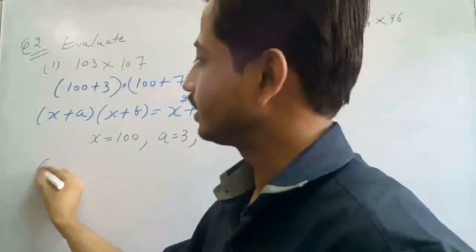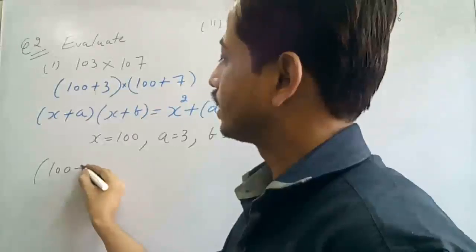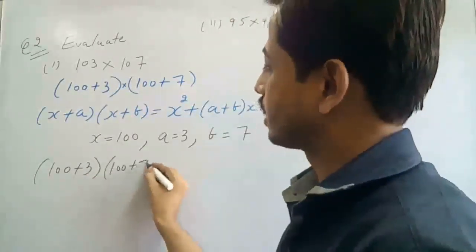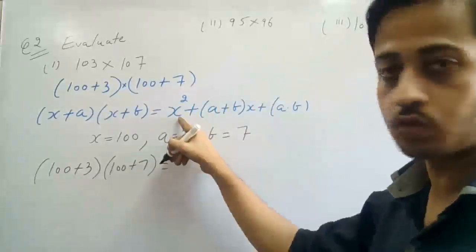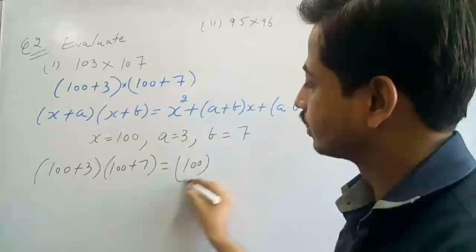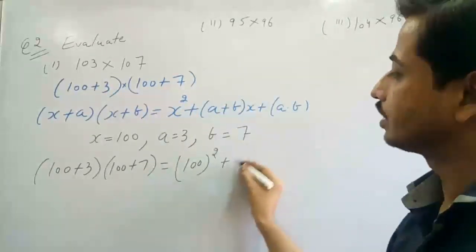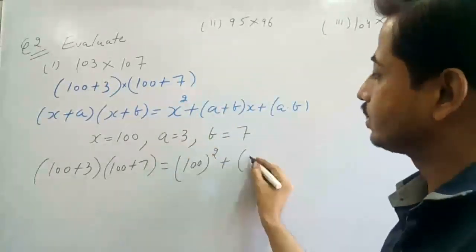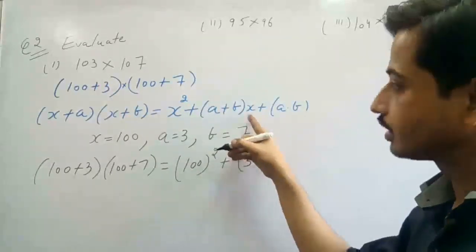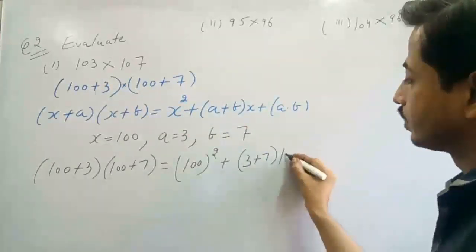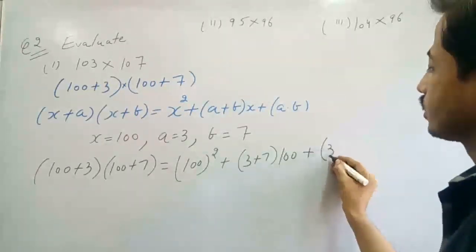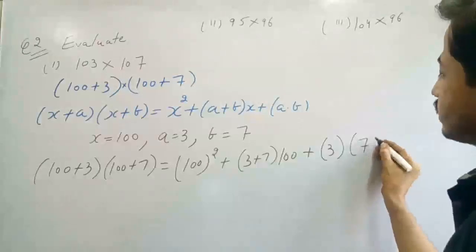So what's the answer? (100 plus 3) into (100 plus 7), which is equal to x square, and x is 100, so we get 100 square. Now plus (a plus b), a is 3 plus 7, into x, and now x is 100, plus a into b, a is 3 and b is 7.